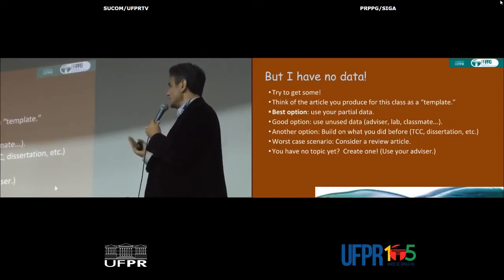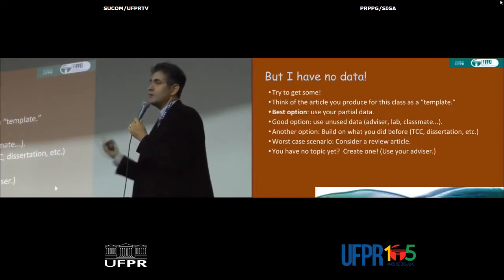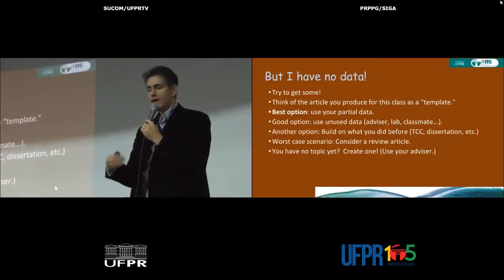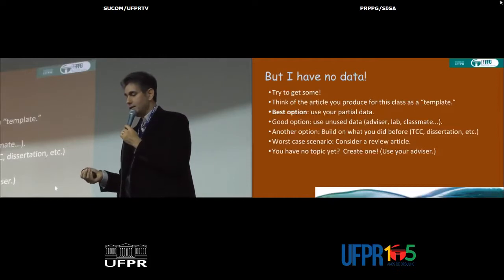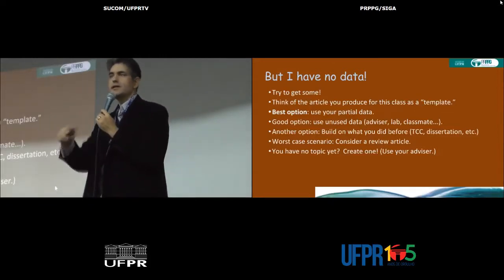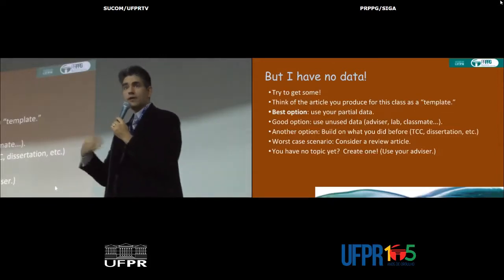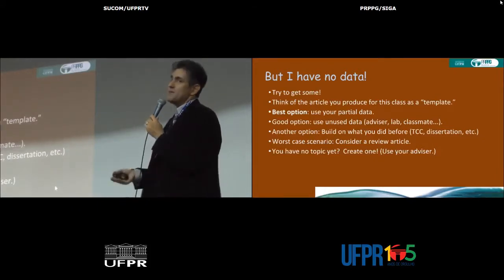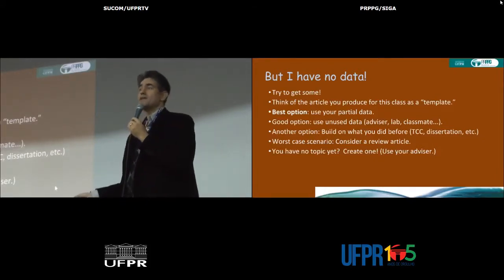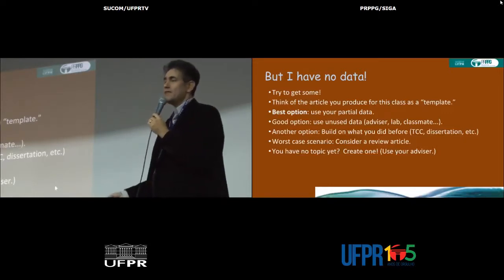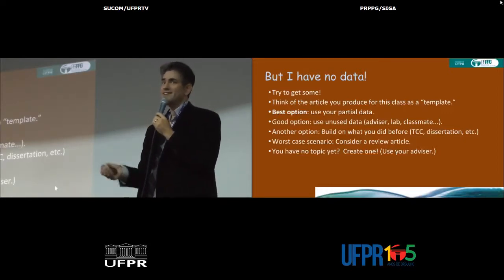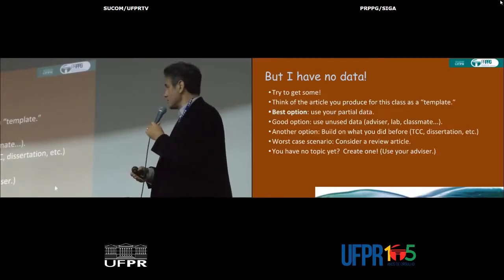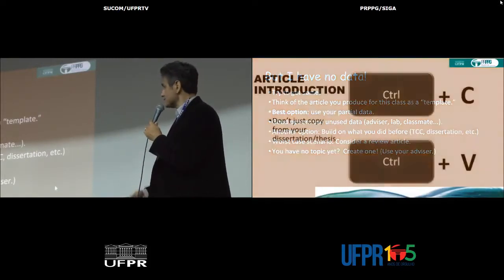Worst case scenario, you can write a review article, which requires no data. A systematic review doesn't require any primary data that you collect; you look at other people's data and create a systematic review of an article. That would be fine. Some people say, I haven't even thought of my topic yet. Well, if that's the case, you better think of one fast. Think of a topic and negotiate that with your orientador, with your advisor.